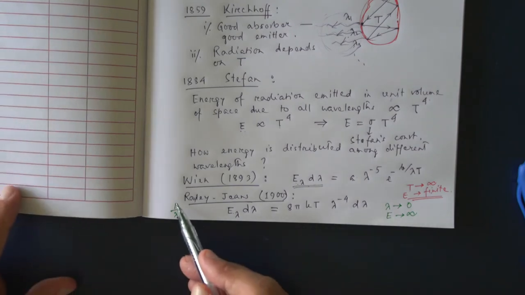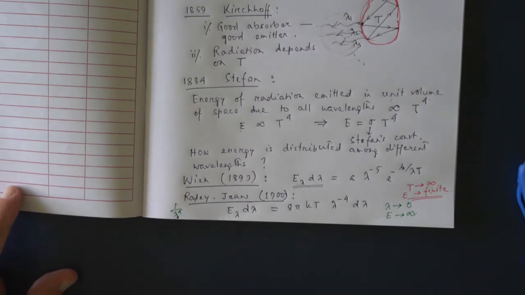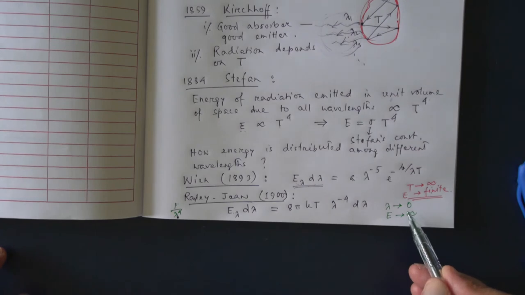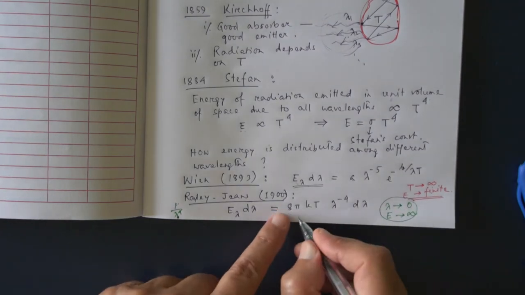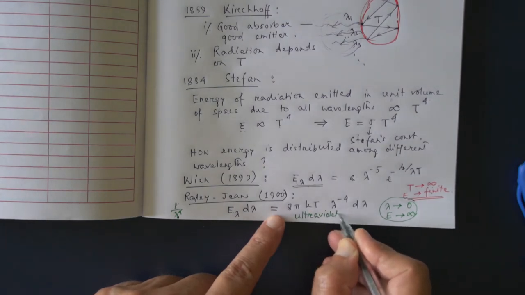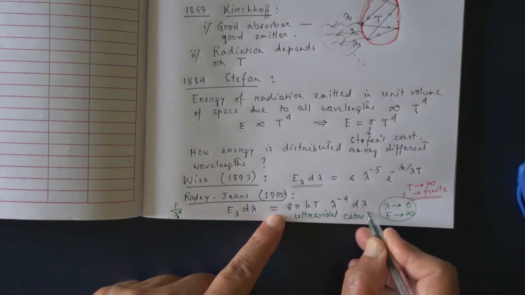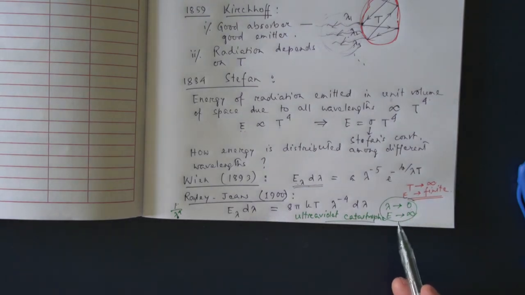Lambda to the power minus 4, that means 1 by lambda to the power 4. So when lambda tends to 0, 1 by 0 is infinity. So what we find? This is also impossible. Energy cannot be infinity. And this is known as ultraviolet catastrophe. Lambda tends to 0, energy tends to infinity. This is known as ultraviolet catastrophe.